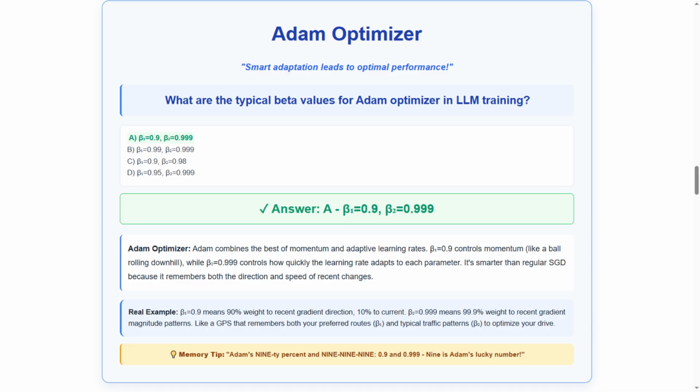Why these specific values? Beta1 equals 0.9 gives 90% weight to momentum direction, enough memory without being stuck in the past. Beta2 equals 0.999 tracks gradient magnitudes with 99.9% memory, crucial for adaptive learning rates. These values have been battle-tested across thousands of models and consistently deliver the best results. Memory hack: Adam loves the number 9, 0.9 and 0.999. 9 is Adam's lucky number.